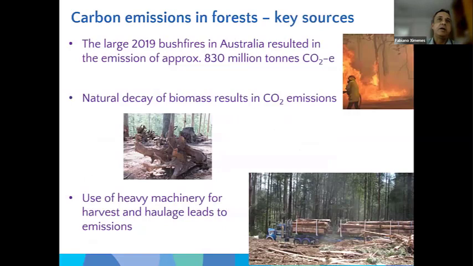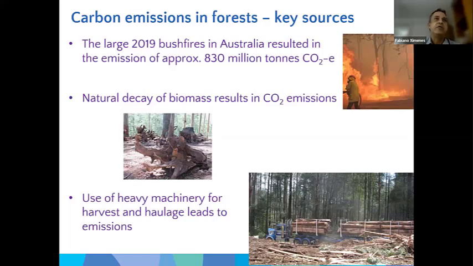The other key element to understand is what causes emissions in forests. So it's not just about sequestration of carbon, but how that carbon may actually be emitted or lost. And in forest systems, that's primarily via two ways, the first via bushfires. To give a sense of how relevant this is, the last major bushfires in Australia, the 2019-2020 season, resulted in the emission of approximately 830 million tons of carbon dioxide equivalent, which is nearly 2 times Australian greenhouse gas emissions in one bushfire event.